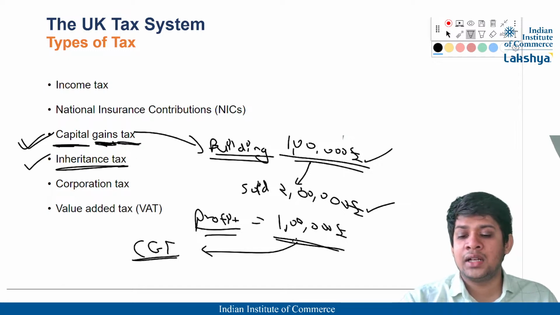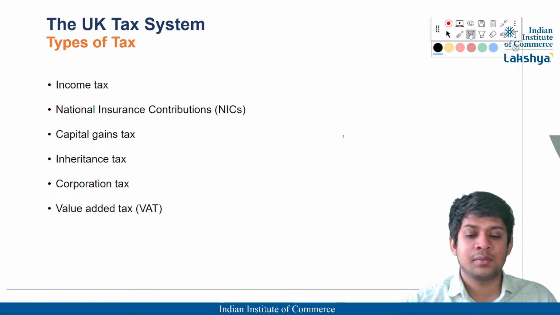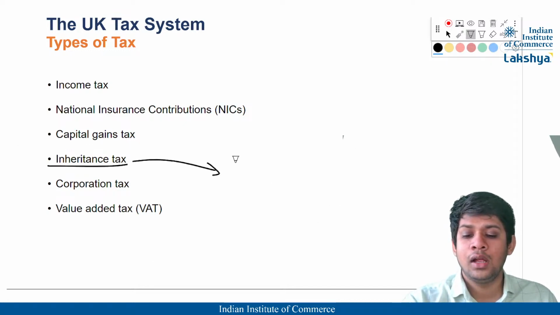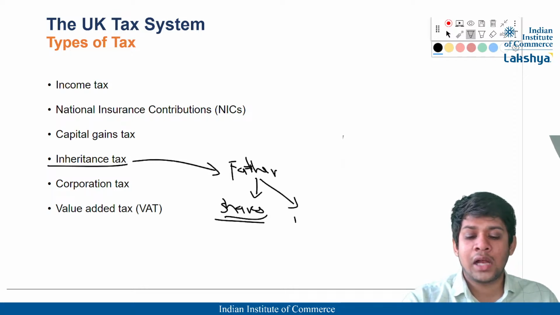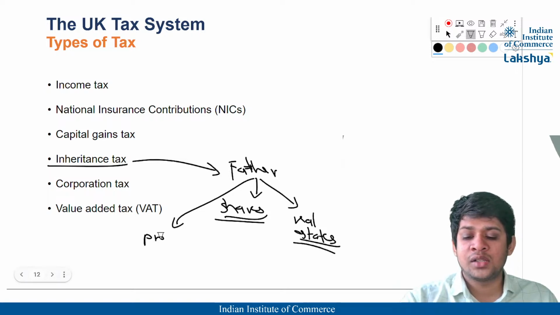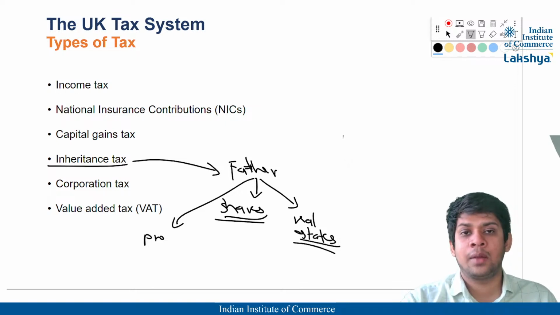Okay. Then there is inheritance tax. What is inheritance tax? Maybe my father was there. My father had a couple of shares in different companies. My father had real estates, right? My father had properties which are just vacant. They are just held probably for the capital appreciation. All these things my father had.